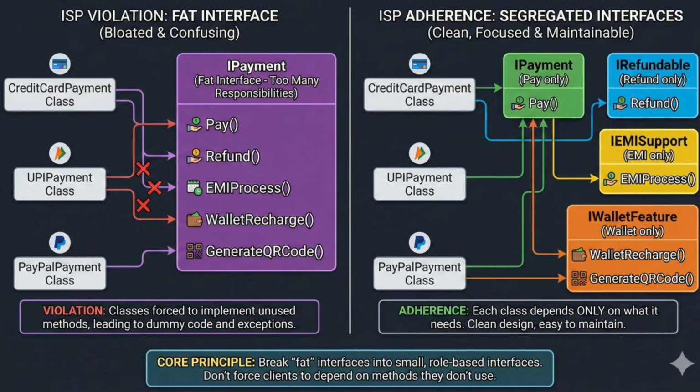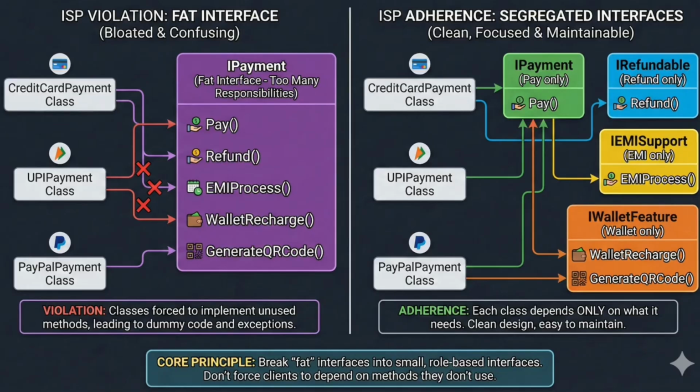ISP violation, wrong approach. In a bad design, we create one fat interface like IPayment with too many methods. Then classes like credit card payment, UPI payment, PayPal payment are forced to implement methods they don't need, leading to dummy method implementations, empty methods, throwing not supported exceptions, confusing, bloated, and risky code. This clearly violates the interface segregation principle because clients depend on methods they do not use.